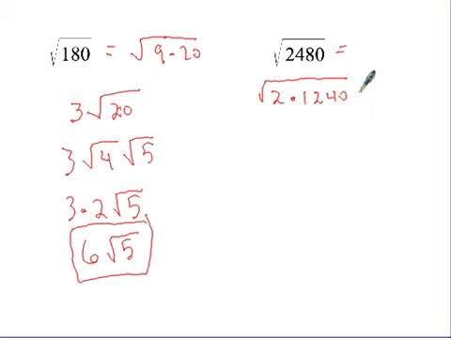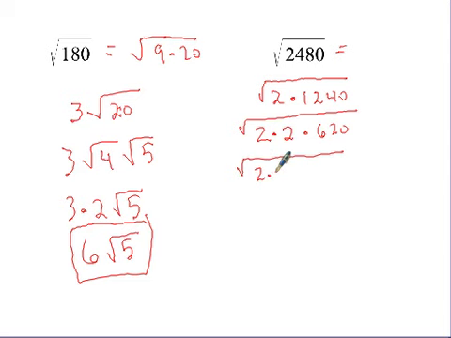1,240. Okay, now I can divide this by 2 again, can't I? So I can do that again. I can do 2 times 2 times 620. Now I can divide that one by 2 again, can't I? Okay, so 2 times 2 times 2 times 310. Now look what I can do. Another 2.